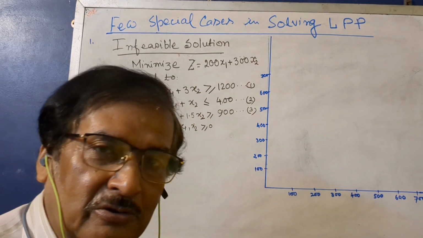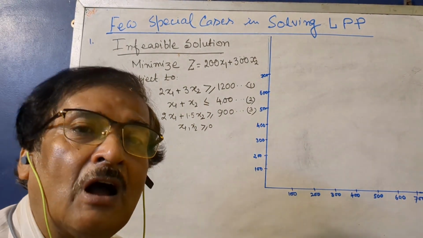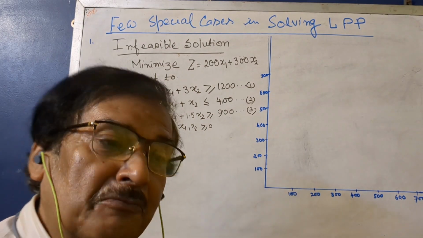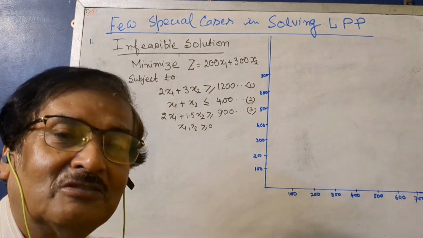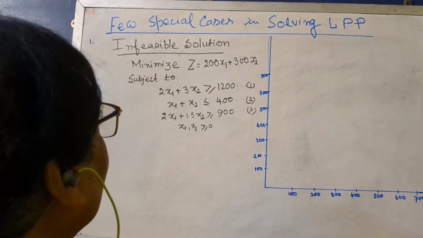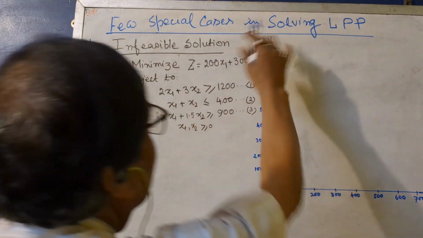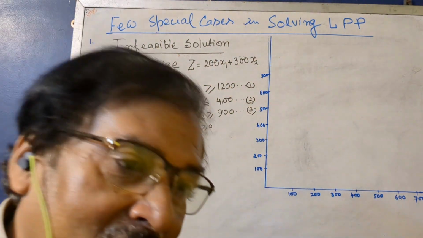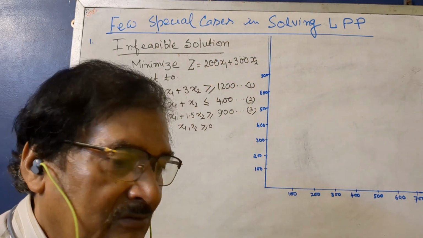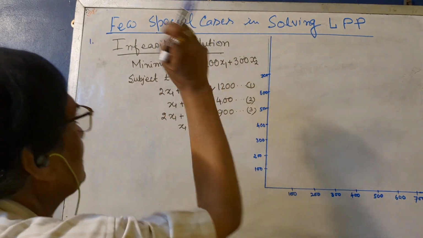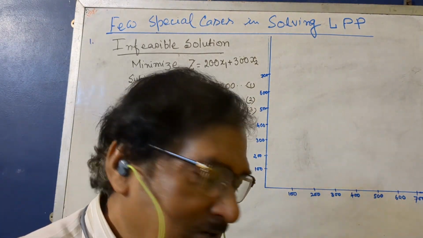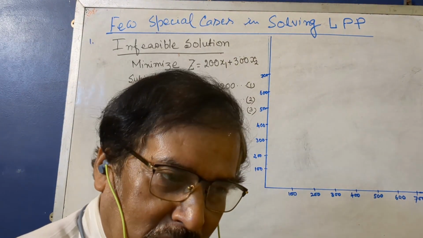In my previous video, I discussed how to solve linear programming problem by graphical method. Today, I am going to discuss few special cases in solving linear programming problem. First, I am taking the case of infeasible solution. It is better to understand by graphical method.